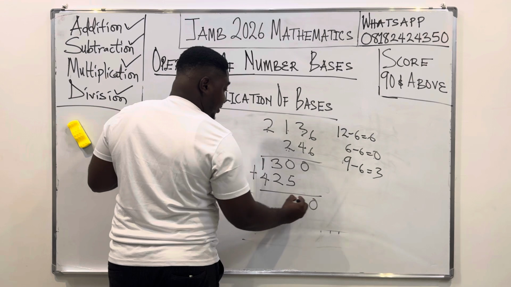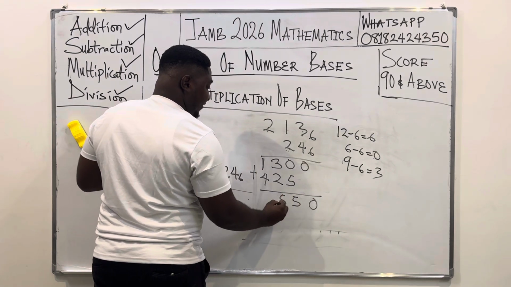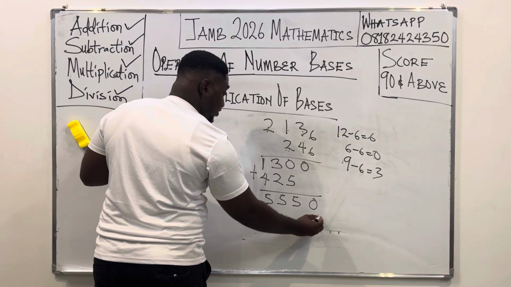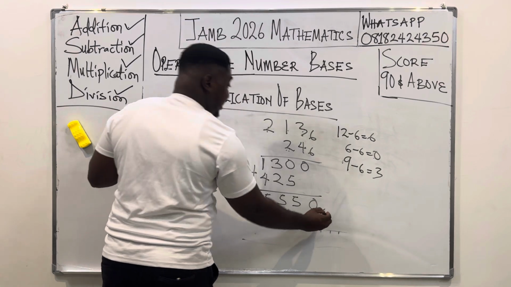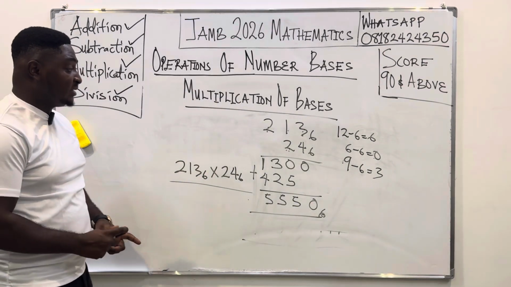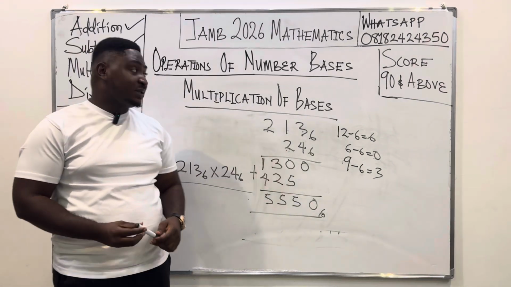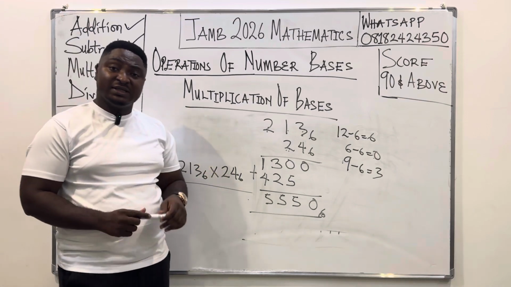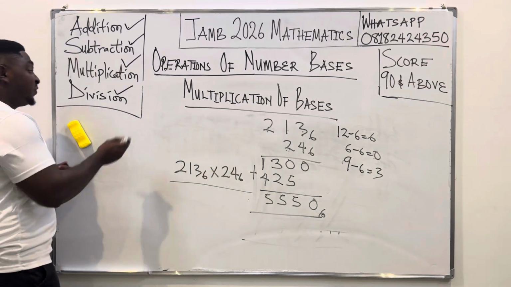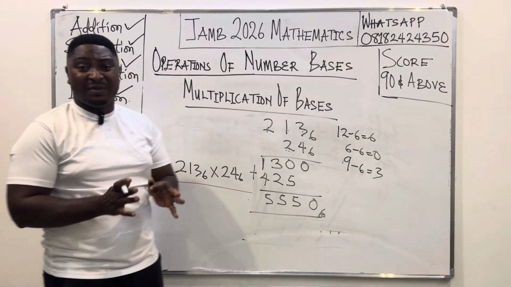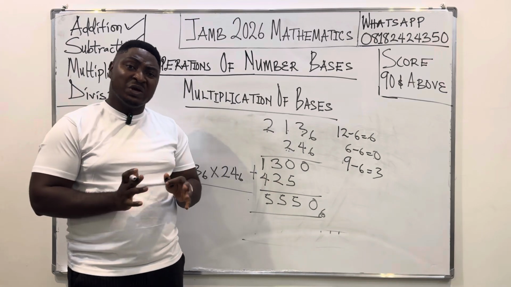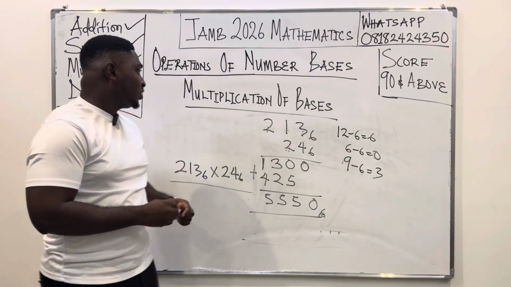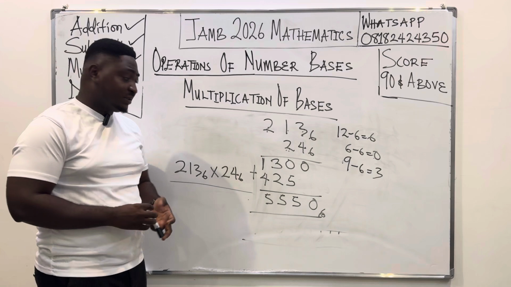So we have 0 here, we have 5 here, we have 5 here, and we have 5 here. All these numbers are possible because they are less than 6. And this is the multiplication of 213 base 6 by 24 base 6. We're now done with multiplication of bases. The last one will now be division. And once we finish division, we have finished the number part, numbers numeration part of your JAMB syllabus. So watch out for division of bases. All right.